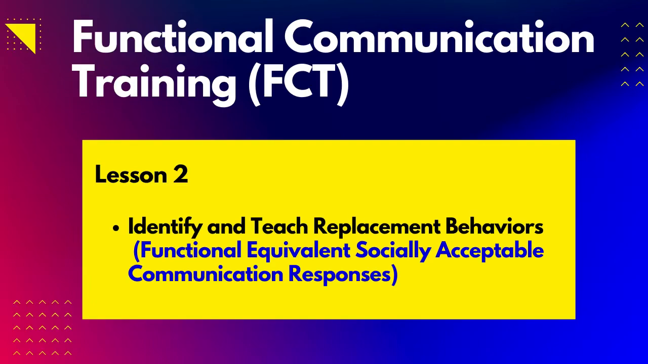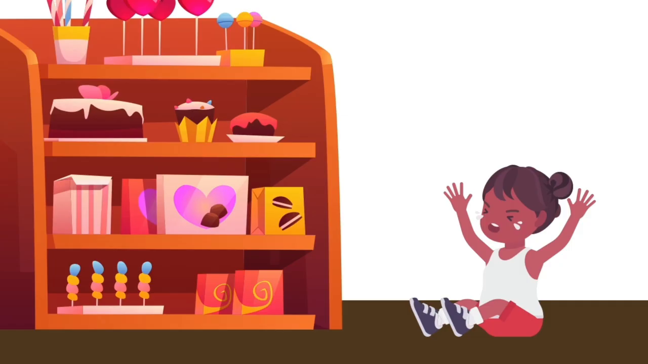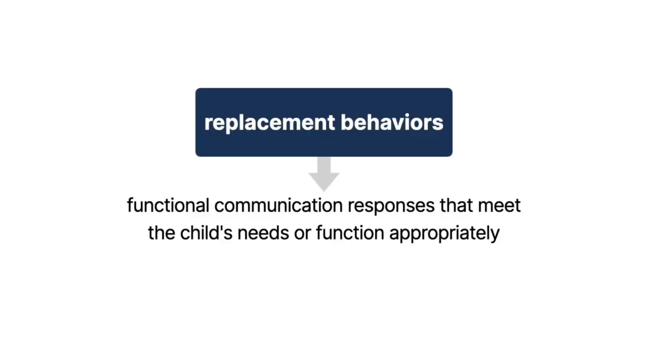Once you figure out the function of the behavior, or why the child does what they do, you're equipped to teach a replacement behavior. Replacement behaviors are functional communication responses that meet the child's needs or function appropriately. This is also referred to as functional communication training.